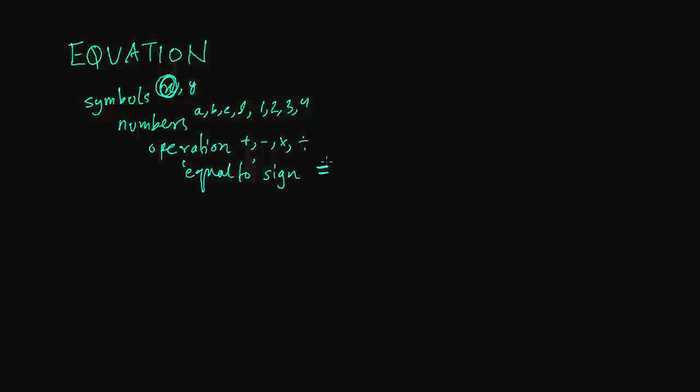So in other words, an equation is nothing but an expression equals to 0. In a very loose term, it is an expression equals to 0. So that's what an equation is. So we can call an equation an expression equals to 0. In other words, symbols, numbers, operations, and equal to sign.